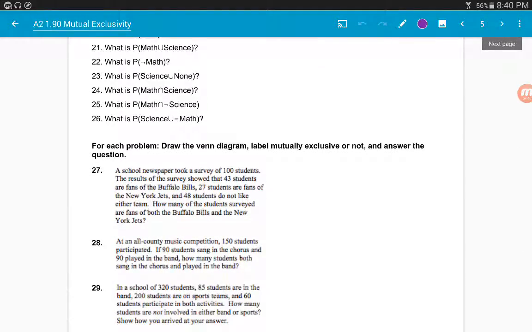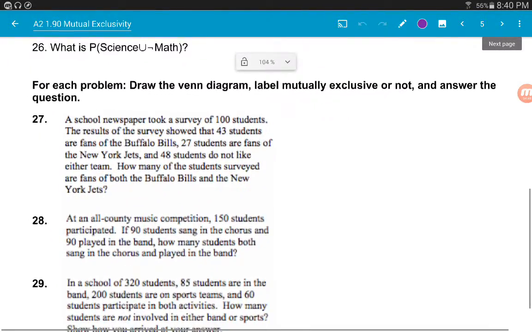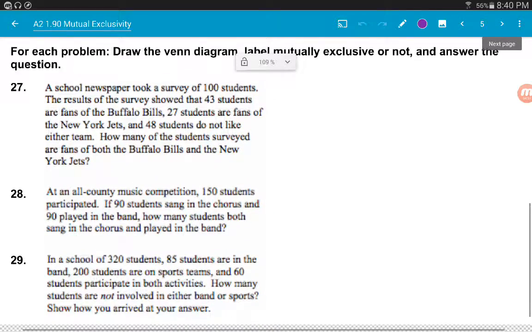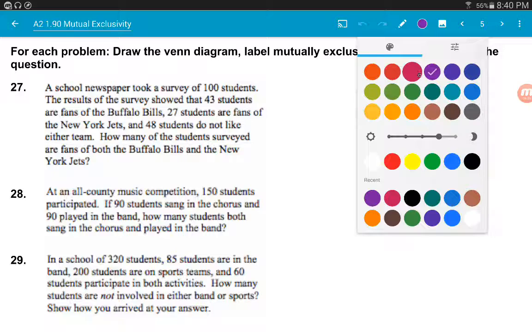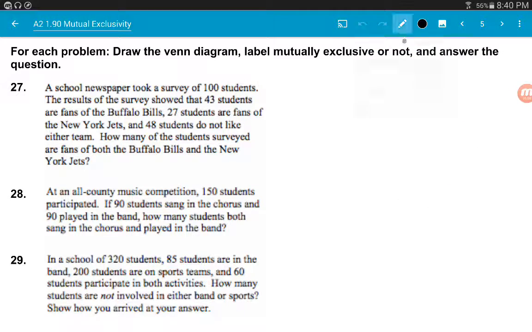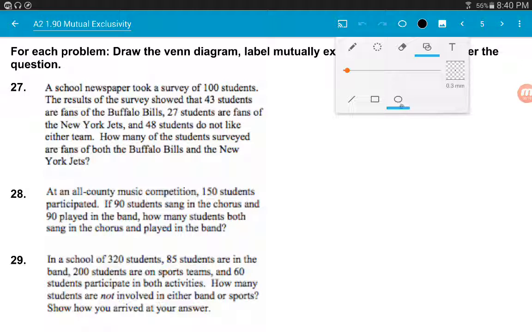Question number 27. A school newspaper took a survey of 100 students. The results of the survey show that 43 students are fans of the Buffalo Bills, 27 students are fans of the New York Jets, and 48 students do not like either team. How many of the students surveyed are fans of both the Buffalo Bills and the New York Jets? So they're implying that there is a number in the middle, but that we don't know what it is. So let me create a Venn diagram real quick.